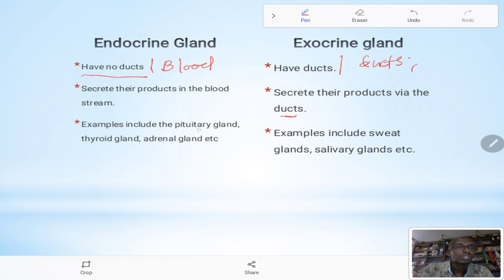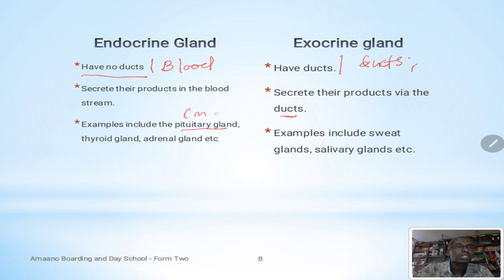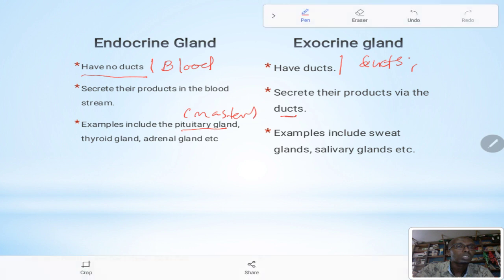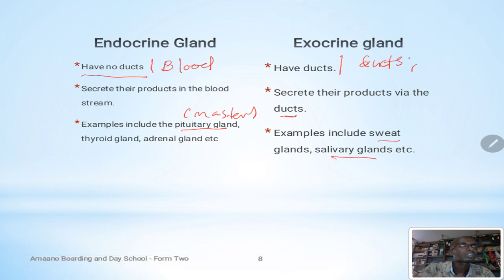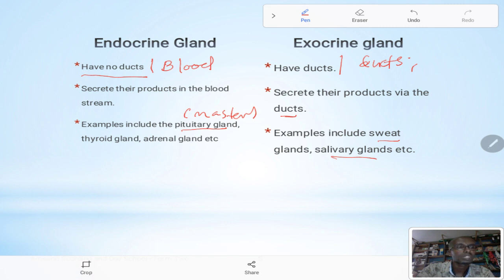Examples of endocrine glands include the pituitary gland, or the master gland. The reason why we call it master is that it produces many different hormones whose effects cause some other glands to react, like the thyroid gland and adrenal glands. Inshallah, we will focus on this topic, the endocrine glands and their products and the effects of the hormones. Examples of exocrine glands include sweat glands, salivary glands, sometimes testes, and so on.